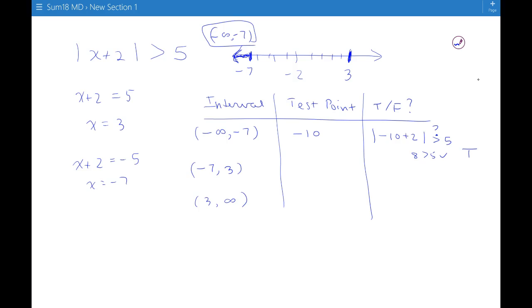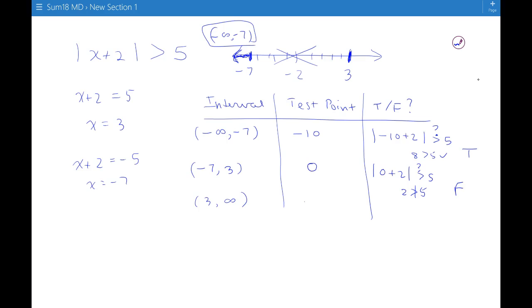And from -7 to 3, 0 is included in that interval, and I also find that students do mental math really well with 0. So I would say, the absolute value of 0 plus 2, is that greater than 5? Well, 2 is definitely not greater than 5, so the given inequality is false for the point 0. And here's where it's important to realize that if it's false for one point in the interval, it's false for every point in the interval, because the endpoints you have found are the only places where it can change from true to false or vice versa.